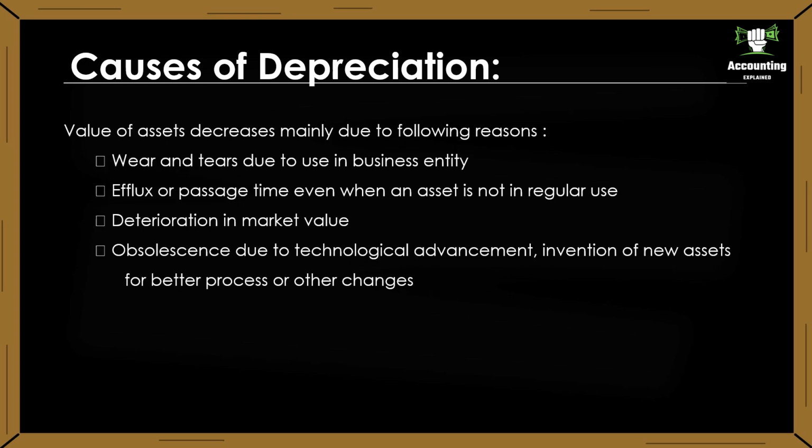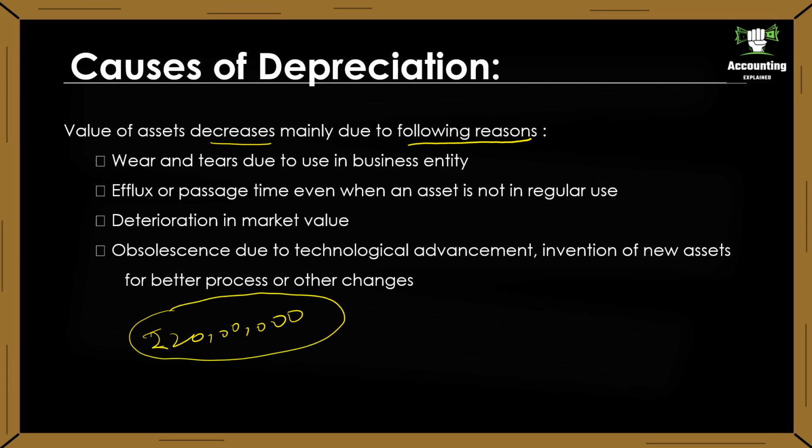Causes of depreciation. Value of assets decreases mainly due to the following reasons. Let us see this with an example. Suppose you bought a brand new car for rupees 20 lakhs. When you buy, how will the car be? It will be very shiny, it will drive smoothly, and it will have all the latest features. This is the car's initial value, rupees 20 lakhs.